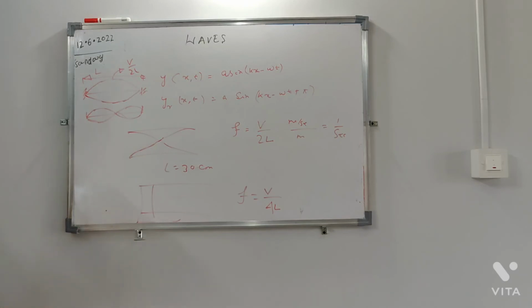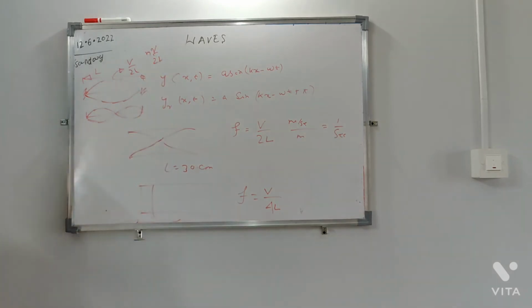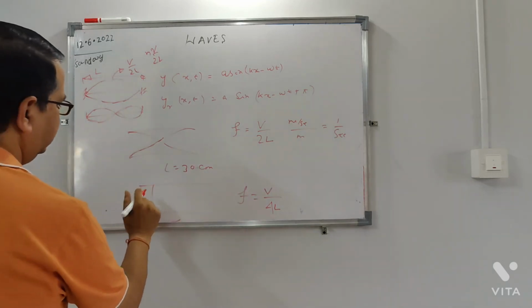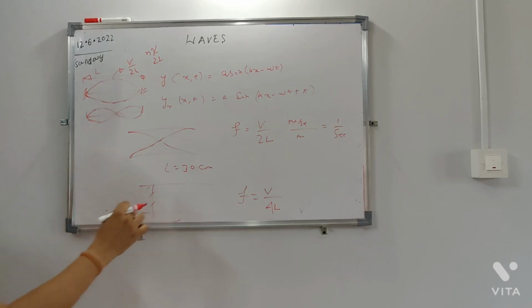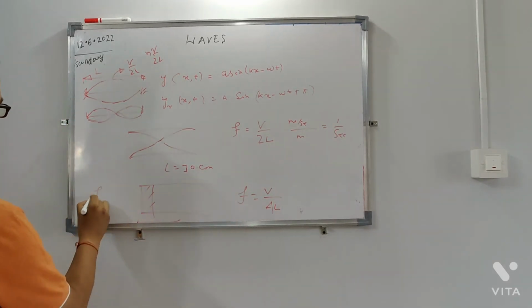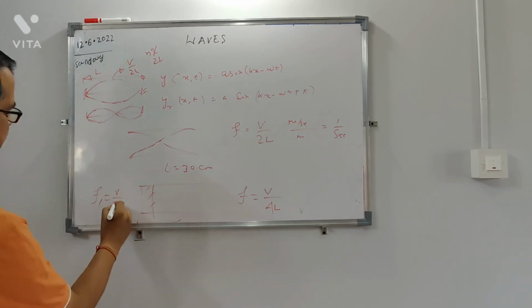corresponding to n equal to 1. Then for other harmonics, the generalized formula will be n into V by 2L. And if suppose it is fixed at one end, so if your pipe is closed at one end, your first harmonic will be V by 4L.